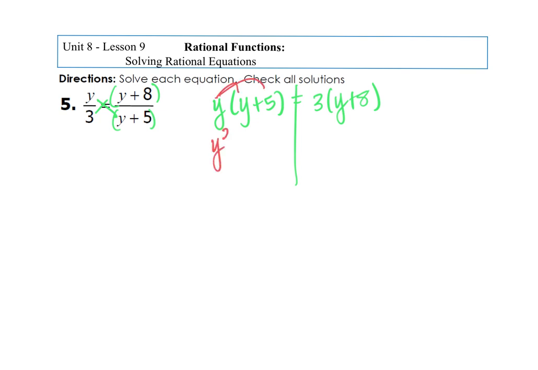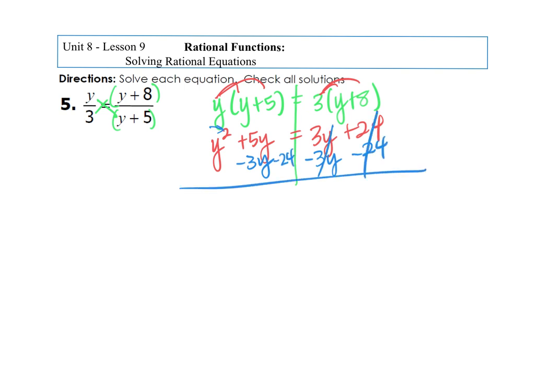Y times y is y squared. Y times 5 is 5y. Equals, distribute 3. We have 3y. 3 times 8 is 24. Okay, this is also quadratic because of that squared. So we need it set equal to 0, bringing everything over to the y squared side. So minus 3y joins up with its like term 5y, minus 24 goes at the end. So we have y squared, 5 minus 3 gives us positive 2y minus 24, and it's equal to 0.